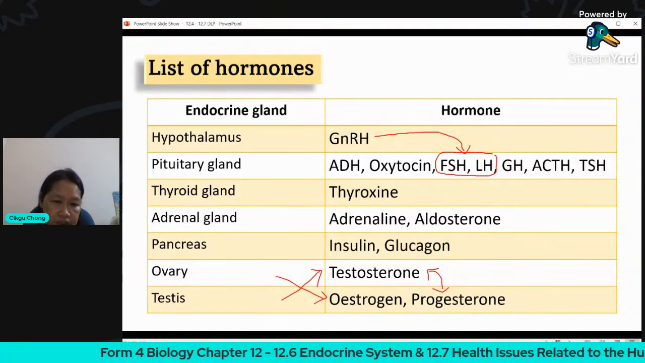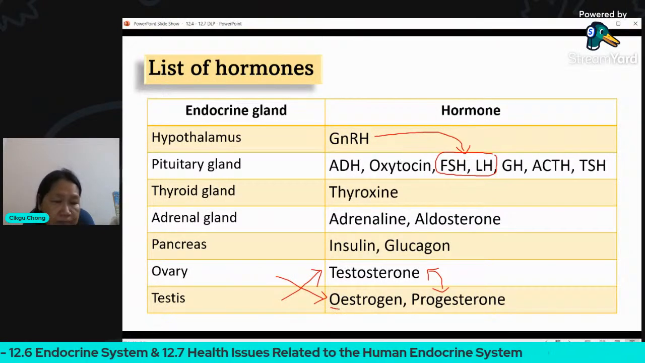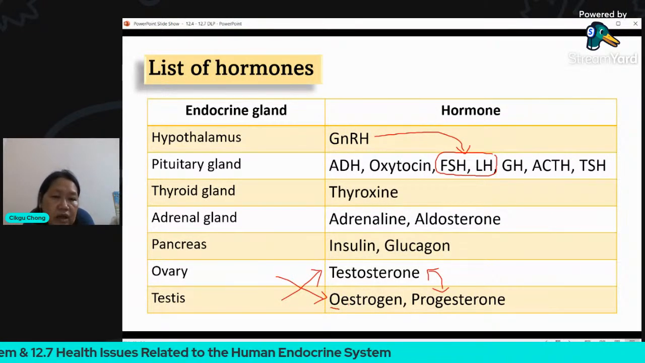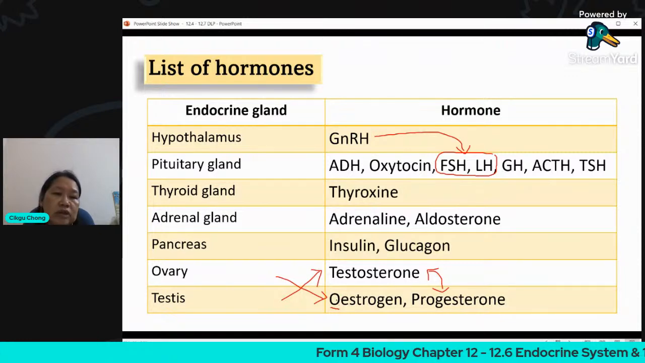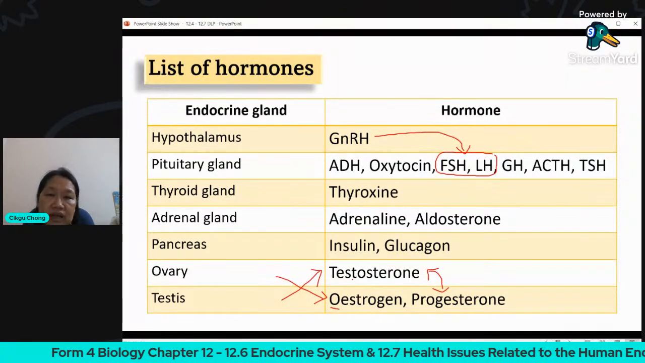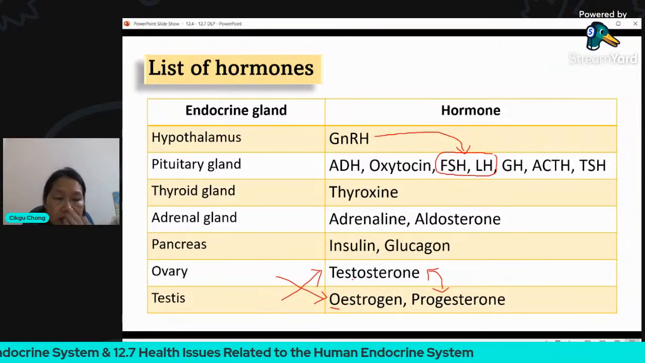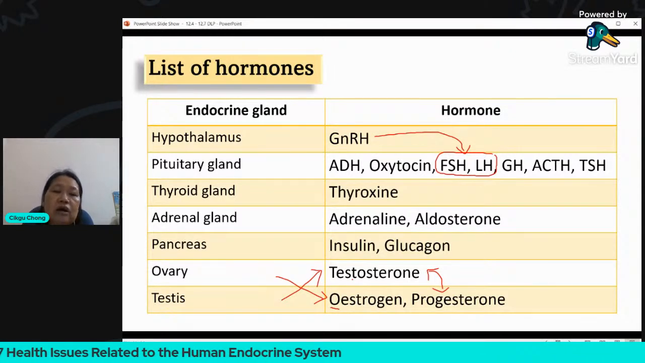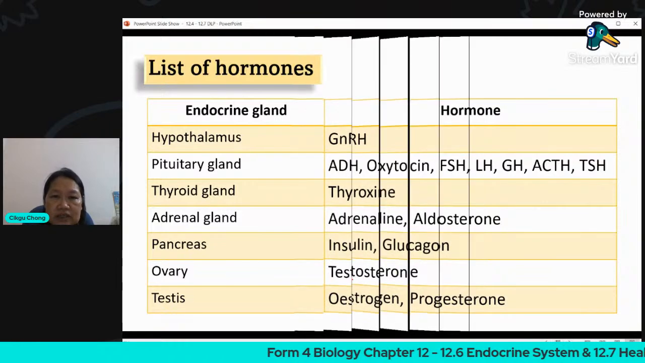Ovary, estrogen, progesterone. Now, there were some students who asked me, do you spell it with O or do you spell it with E? Both are acceptable. Actually, OE is the British spelling. For American spelling, you don't have the O, they start spelling with the E, estrogen. Anyhow, whether O or E, you pronounce it the same way. So American spelling is with E, British spelling is with OE. Testes, testosterone. Let's go on to the next one.